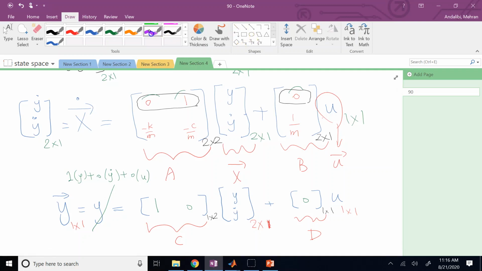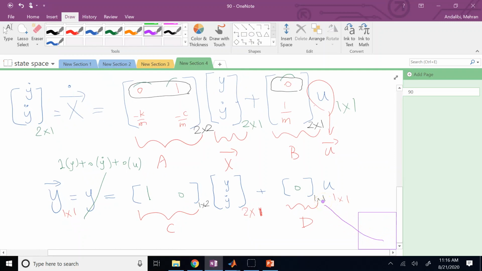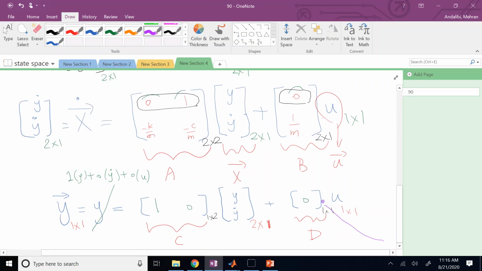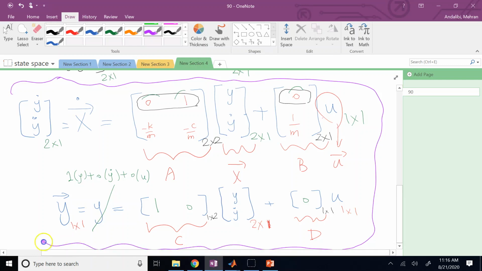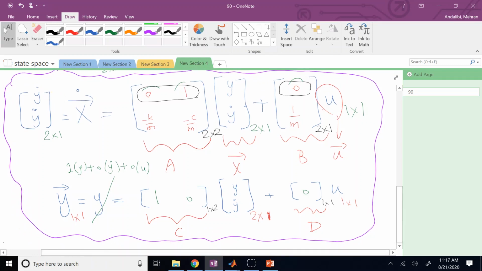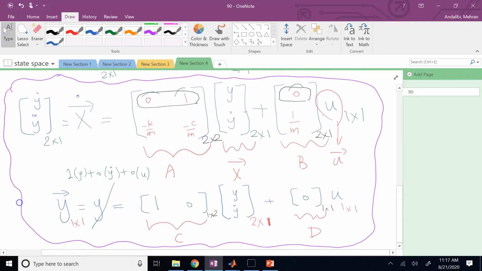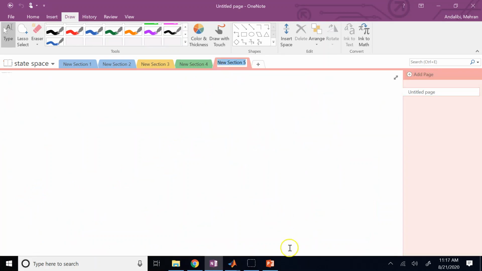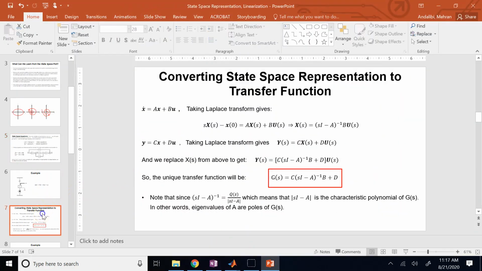So this thing that I'm drawing for you, this is the state space representation of this system. Okay? So I wrote them for you.